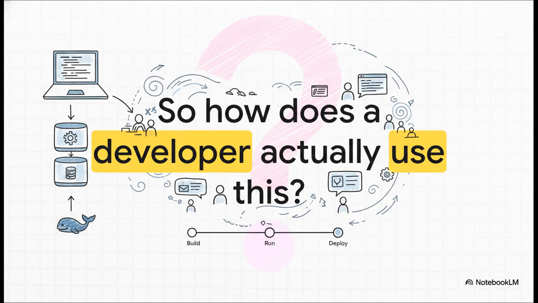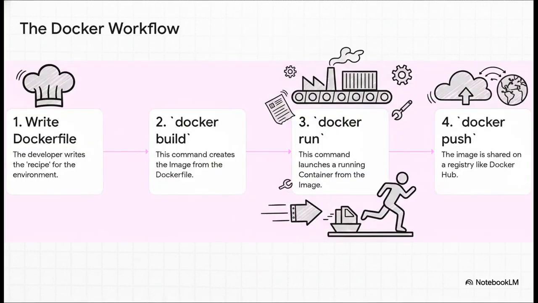Okay, this all sounds really cool in theory, right? But what does this actually look like for a developer? How do they use this stuff day to day? Well, the workflow is actually pretty simple and repeatable. First, you write the Dockerfile. That's your recipe. Then you run a command, docker build, and that creates the image, the package. Next, use docker run to bring that image to life as a running container. And finally, when you're ready to share, you use docker push to send it up to a shared library for your whole team to use.